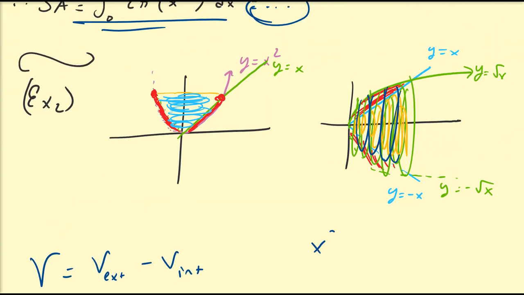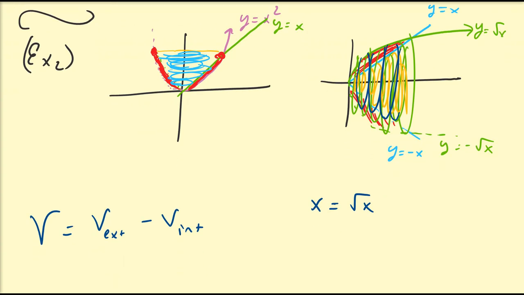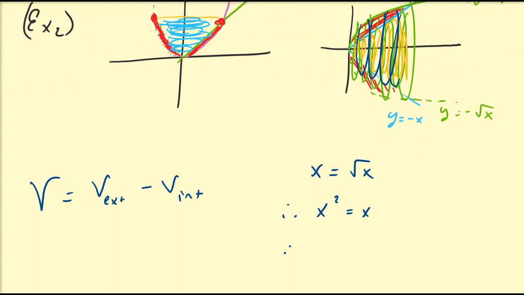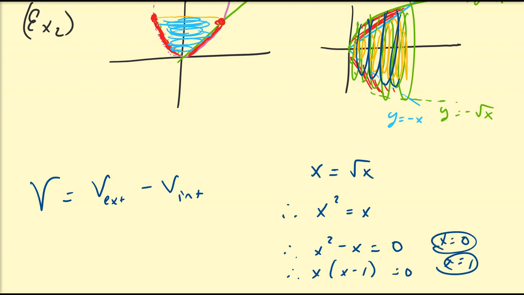So when is x squared equal to x? Or in detail, when is x equal to the square root of x? We can solve this equation and square both sides. So x squared must be equal to x, which means x squared minus x must be equal to 0. So x times (x minus 1) must be equal to 0. So x equals 0 and x equals 1. We have x equals 0 here and x equals 1 here, and that gives us our bounds for our integral.